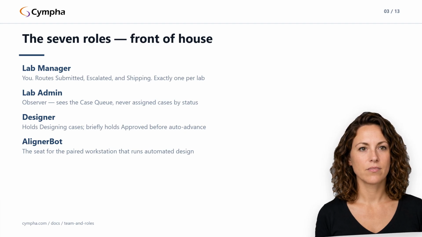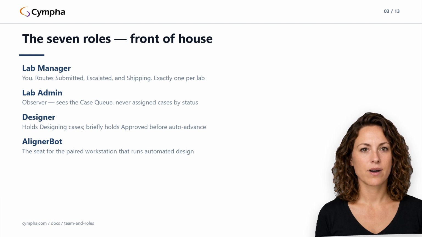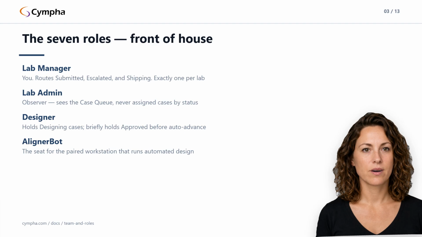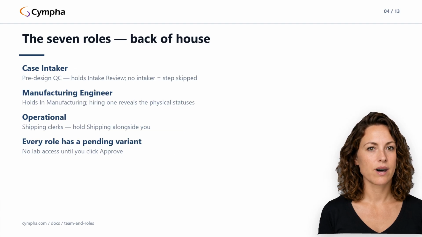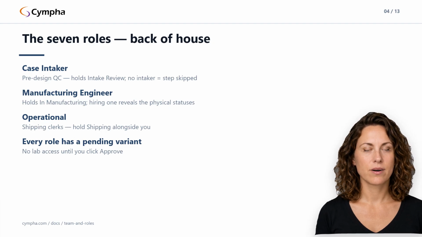Manufacturing engineer handles physical fabrication and holds in manufacturing. When the lab moves a case to that status, it routes to them. Hiring one is also what makes the physical manufacturing and shipping statuses appear for your lab at all. A lab without a manufacturing engineer doesn't see them. Operational covers shipping clerks and lab coordinators. They hold shipping cases alongside you, the manager.